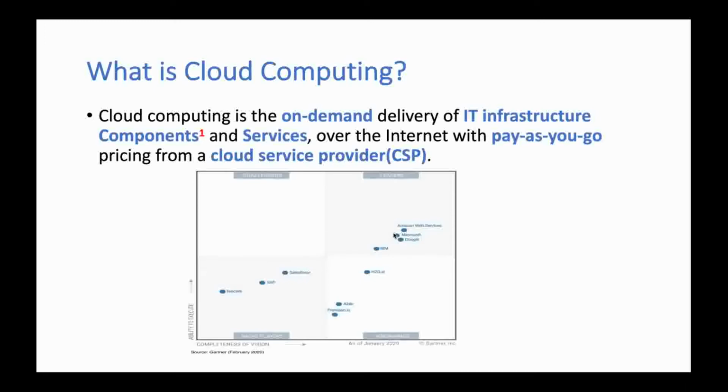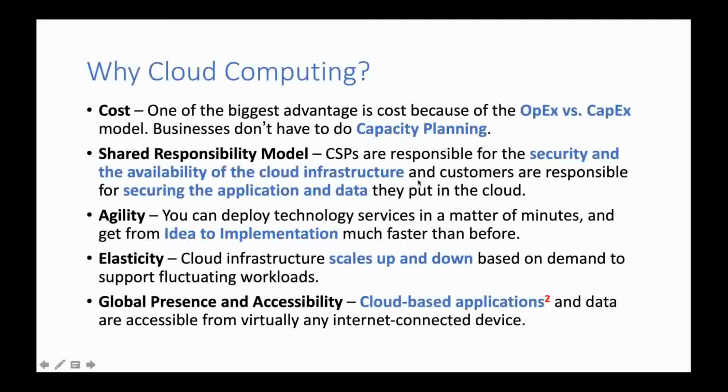So if that's what it is, if you're good with this, we'll move on to the next one, which is why cloud computing. So I hope that clarifies a lot about what cloud computing is. And then this is one of the biggest parts: why do you need cloud computing? Cloud computing comes with a bunch of advantages. We're going to discuss each of those one by one.